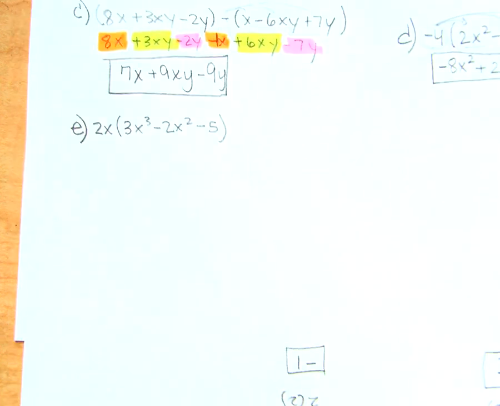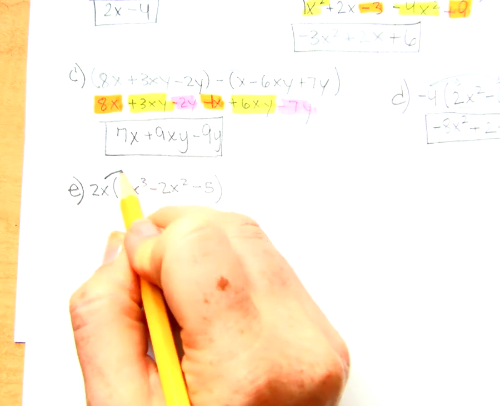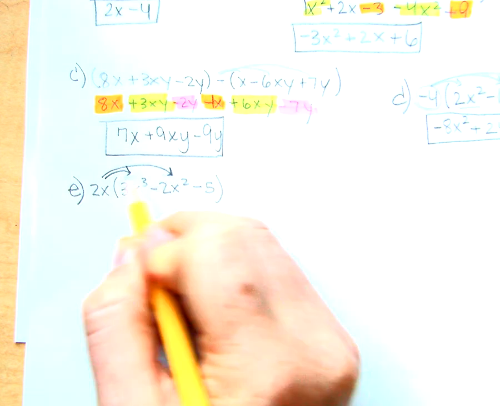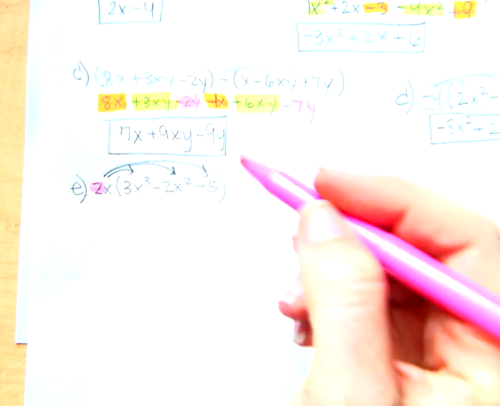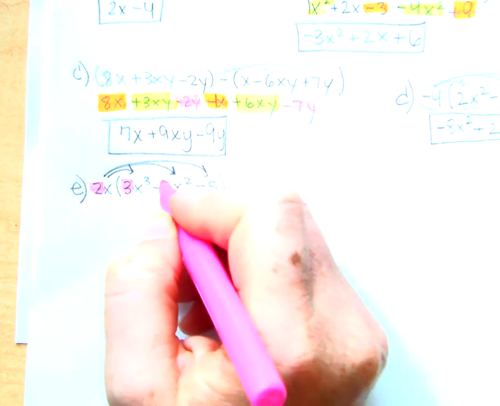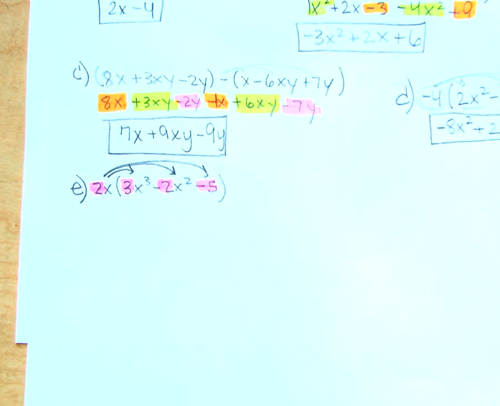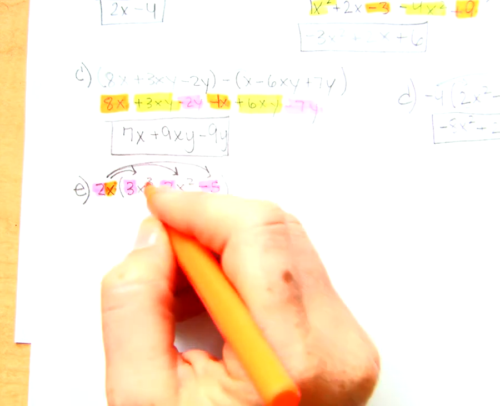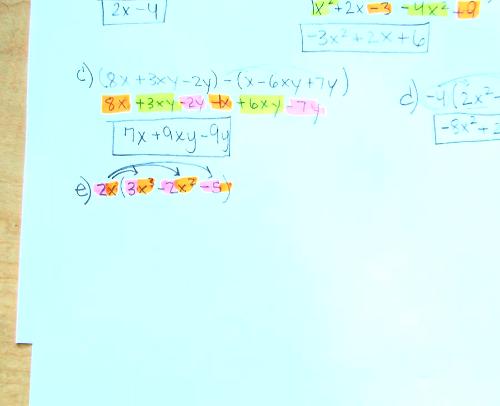Now, this is one that's been a little confusing for people here. I'm distributing 2x, which means my coefficients change and my variables change, right? So the 2 is going to multiply the 3, the negative 2, and the negative 5, okay? And the x part of this is going to change the x cubed, the x squared, and, well, there's nothing over here for it to go with, so it's just going to tag along.